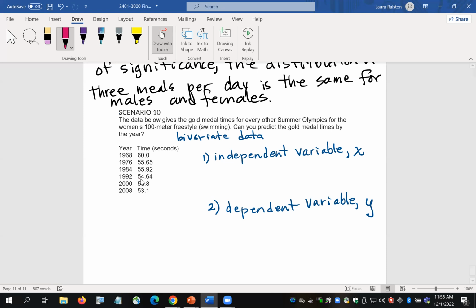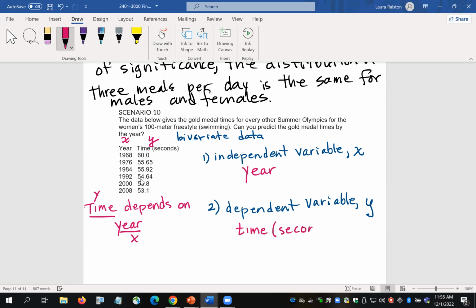And if I think about it and use my little saying, we're saying that time depends on the year. Well, that reasonably makes sense. And so time is Y, year is X. And if you'll notice, that's how it's set up. You have X on the left and Y on the right. So my independent is the year. My dependent is the time in seconds. And it's important to know which variable is which from the beginning.